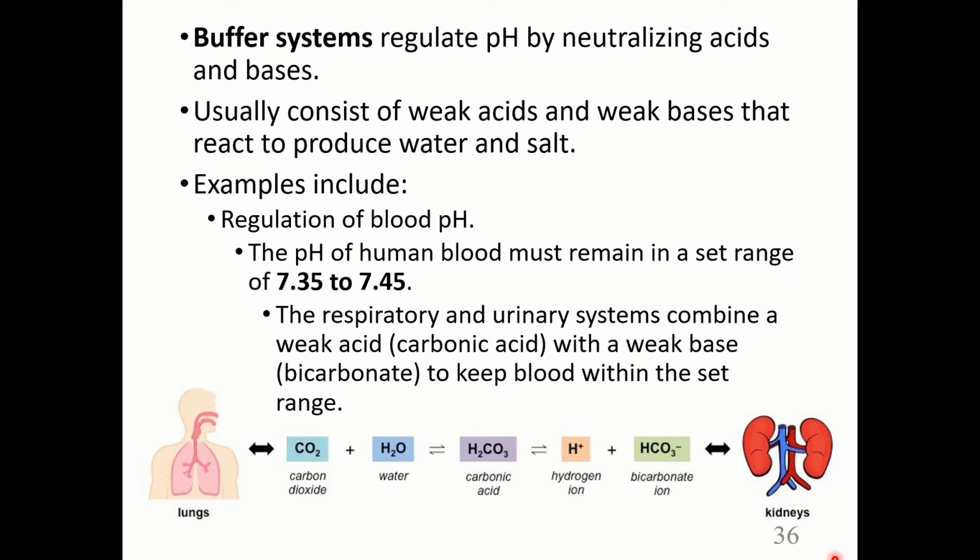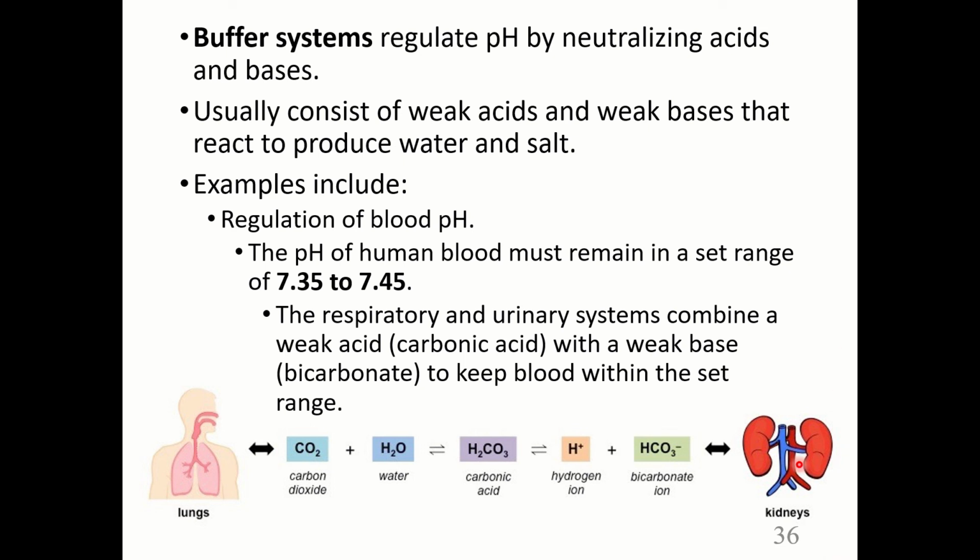The lungs will help to buffer that by breathing out carbon dioxide. As we breathe out carbon dioxide, we're getting rid of the source of the carbonic acid. Thus, by breathing out carbon dioxide, we help to raise our blood pH. If we hold in our carbon dioxide, we will lower our blood pH.